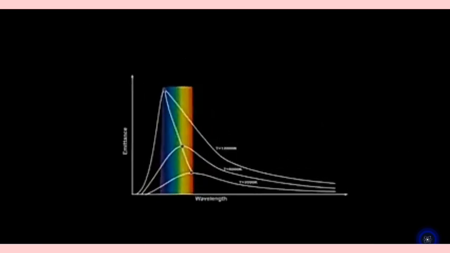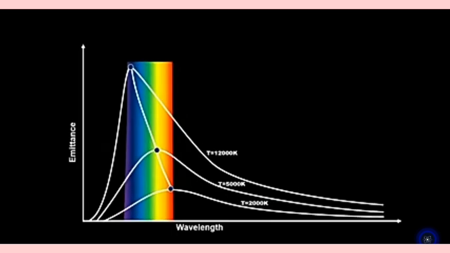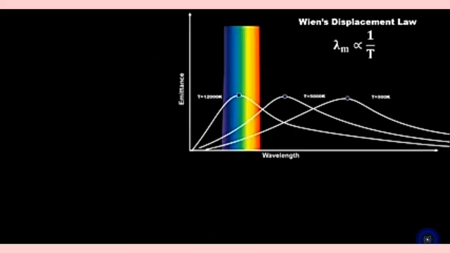Why does Wien's displacement law fail to explain black body radiation? Actually, Wien's law explains the shorter wavelength part of the radiation curve very well, but at the longer wavelength this law fails to explain the curve. According to Wien's law, the dominating wavelength lambda m is inversely proportional to the temperature of the black body.